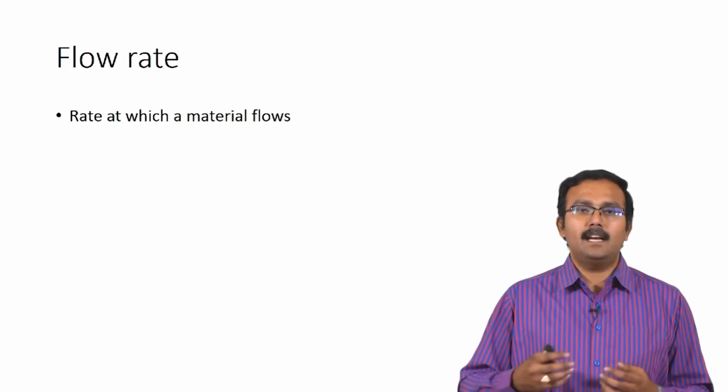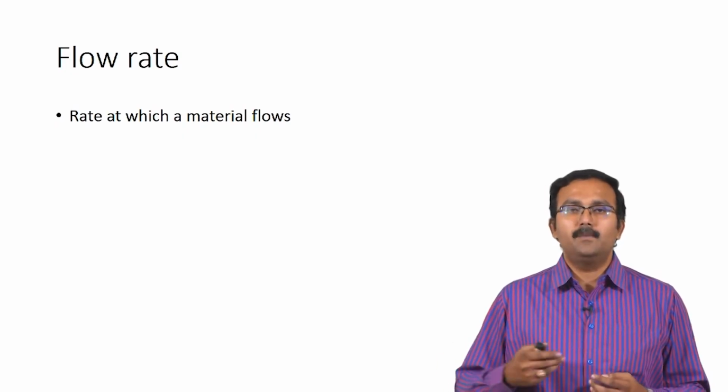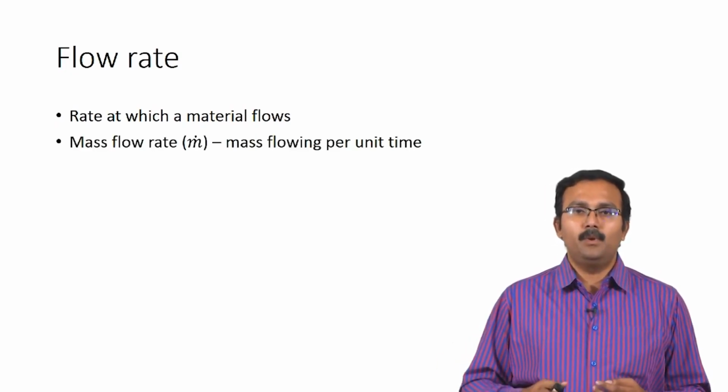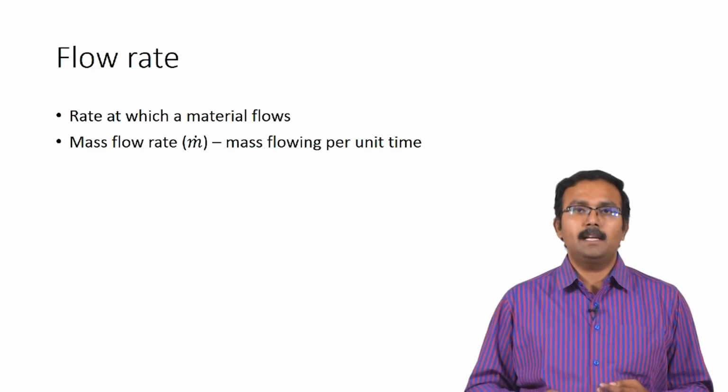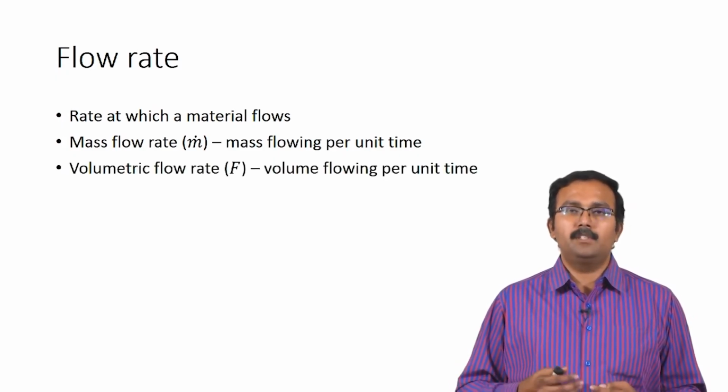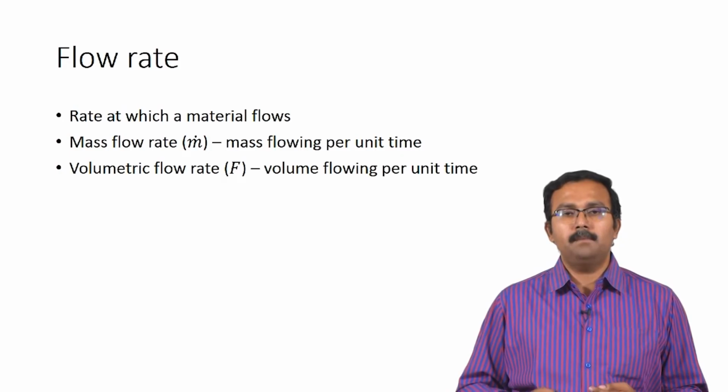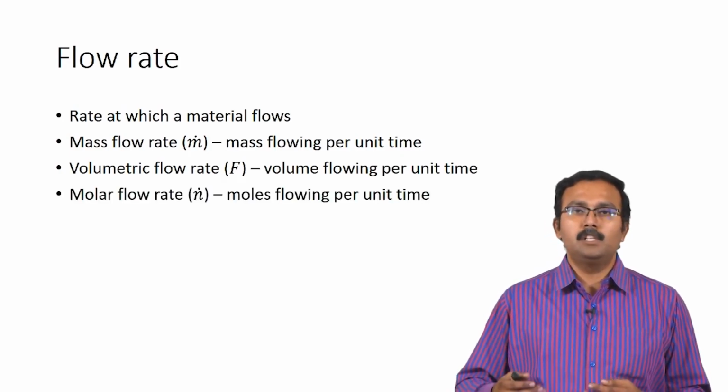Flow rate is a term which is used for defining the flows which are entering and leaving the system. So, you have the rate at which material flows, which can be expressed as mass flow rate, which is mass flowing per unit time, or volumetric flow rate, which is volume flowing per unit time, or molar flow rate, which is moles flowing per unit time.